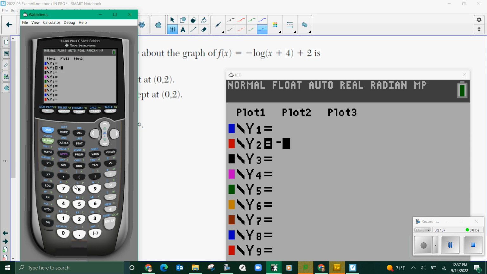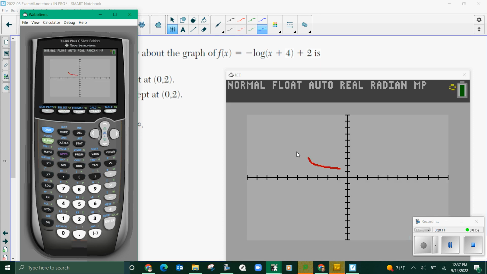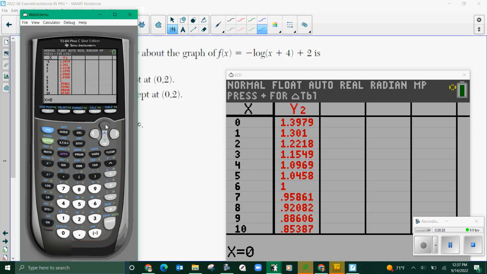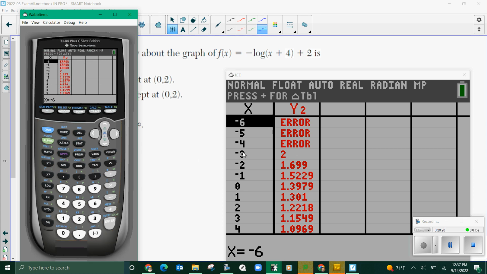So I'm going to have the negation of log, which is right here next to the number 7, of x plus 4, plus 2. Okay, and I graph this. Now it looks like it just stops here. It doesn't. And let me explain. This is where x is negative 4. On my table, it looks like if I go up to negative 3, and negative 4 is an error. But what about negative 3.9? What about negative 3.99? What about if I get closer and closer to negative 4? Is there an error? Does it just stop?